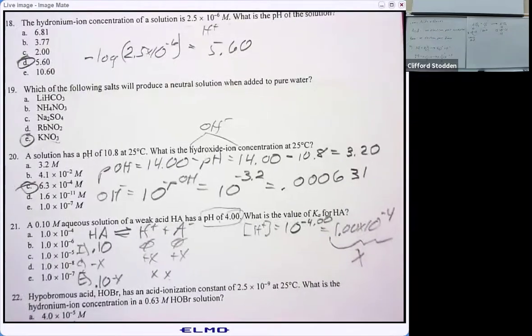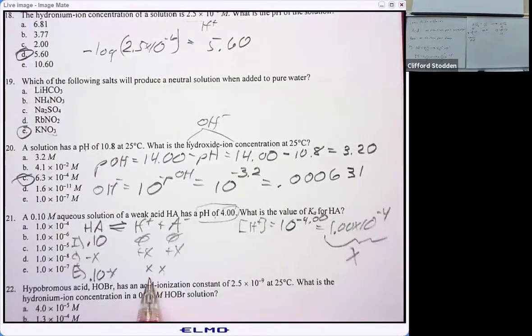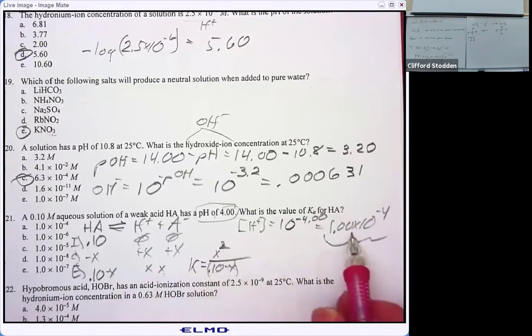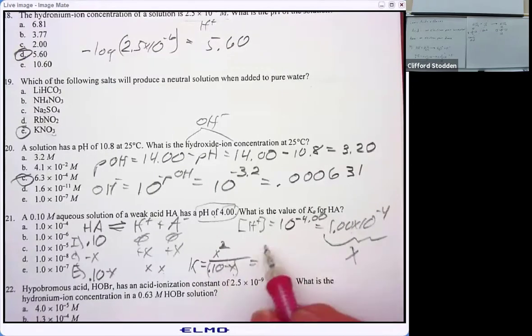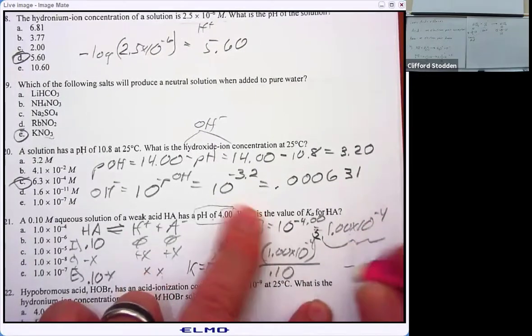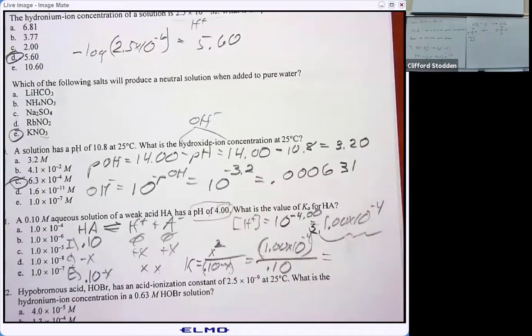1 times 10 to the minus 4. So that goes in here. So our K value is equal to x squared over 0.1 minus x. That value is so much smaller than 0.1 that this just stays as 0.1. The top part there is 1 times 10 to the minus 4, quantity squared, over 0.1. Get rid of that x here. I can write the answer, which is 1 times 10 to the minus 7.